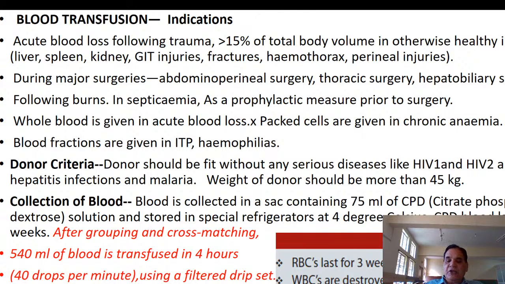Okay, and this chart shows that in stored blood, RBCs last for 3 weeks. WBCs are destroyed rapidly. Platelets also get reduced in 24 hours. Clotting factors are labile, so their levels fall very quickly. Stored blood has got its own limitations.